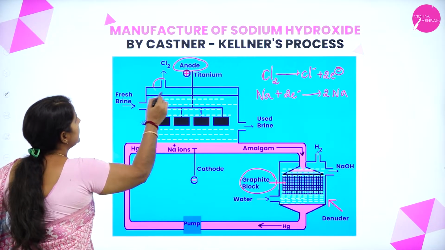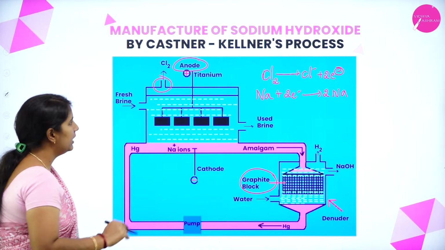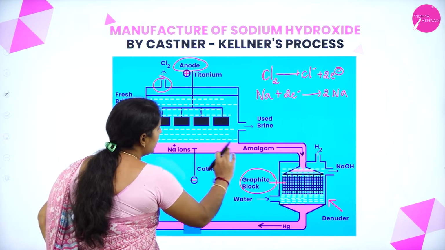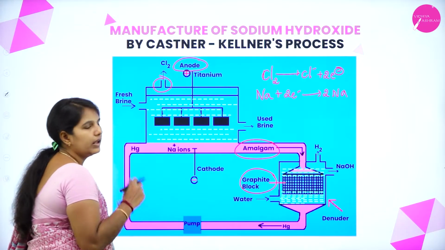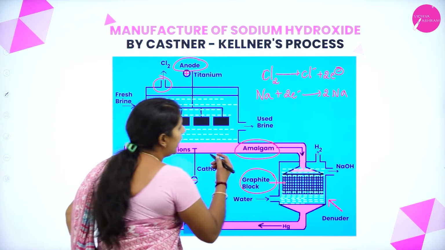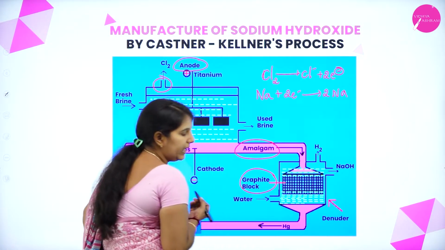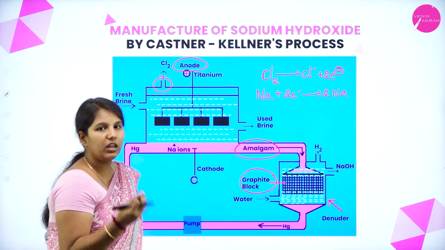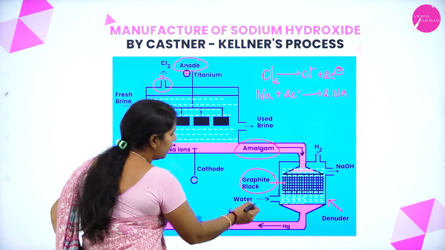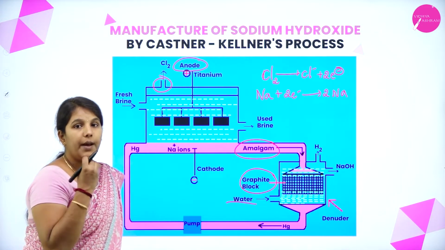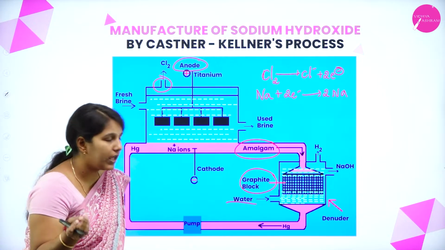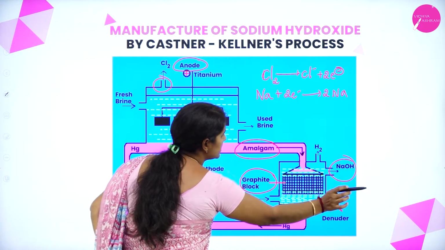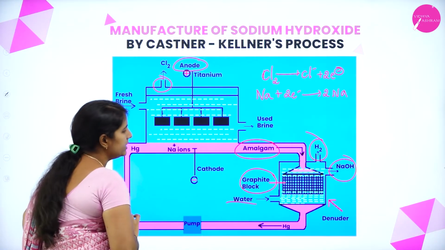That chlorine gas evaporates very easily. Later, the sodium we got from this chamber combines with the mercury to form an amalgam, which is again sent to the chamber called the decomposer. In that chamber, the sodium amalgam, sodium with mercury, is treated with water to form sodium hydroxide with the evolution of what? Hydrogen gas. So the sodium hydroxide is formed and separated out, and the hydrogen gas also easily leaves that chamber.